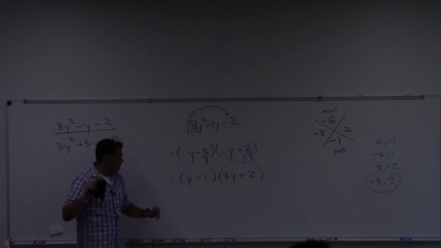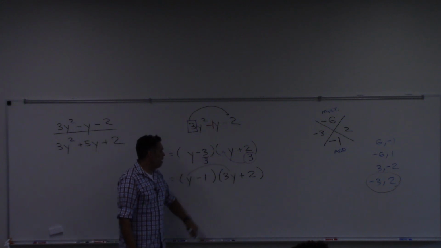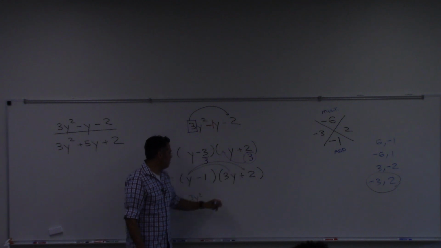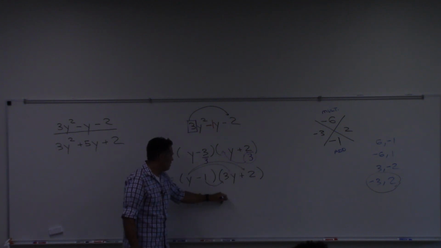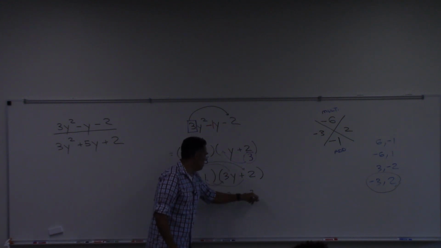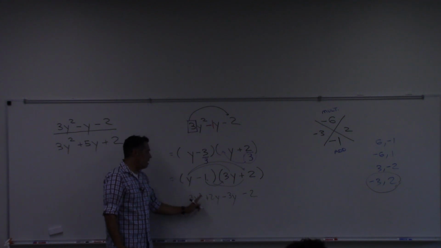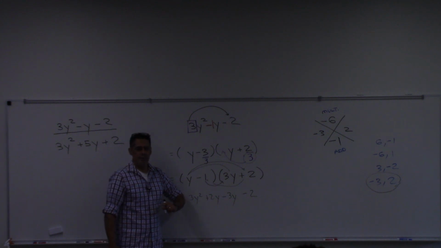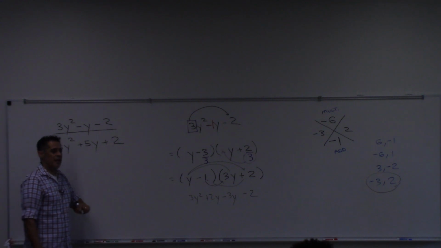But can we check? Hold on. Can we check to just see that this works? Y times 3y? 3y squared. Okay. Y times positive 2, plus 2y. Negative 1 times 3y, negative 3y. And finally, negative 1 times 2, minus 2. And we can combine these two together and get negative y. And so you have 3y squared minus y minus 2, which is the original expression, right? Okay, that's the modified AC method.